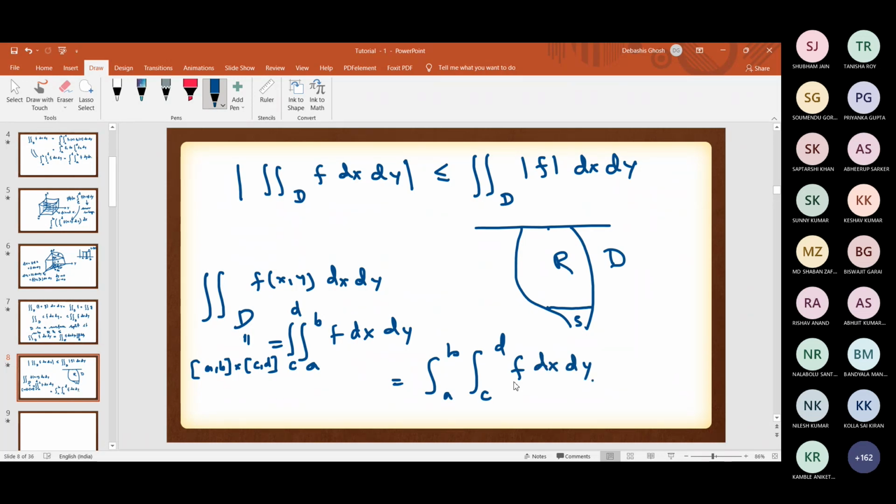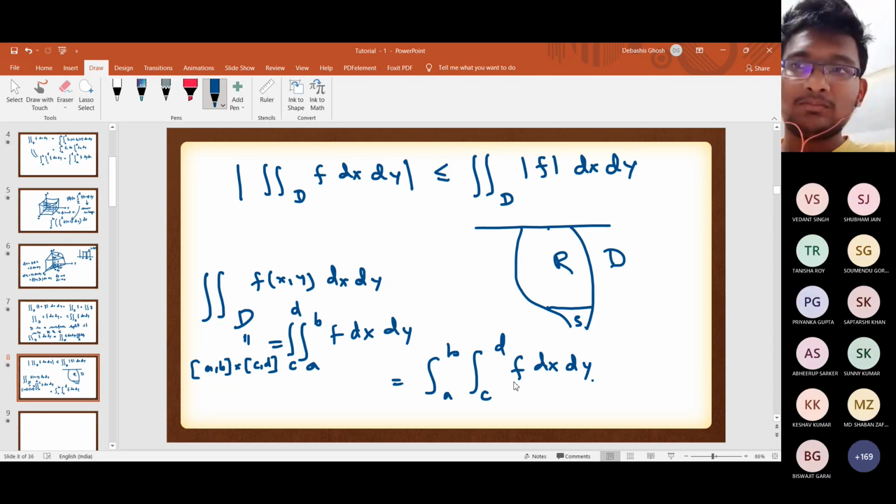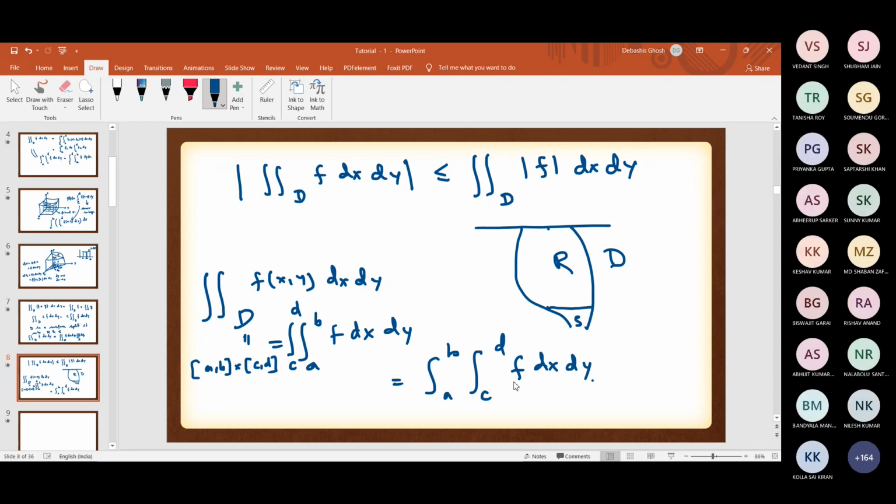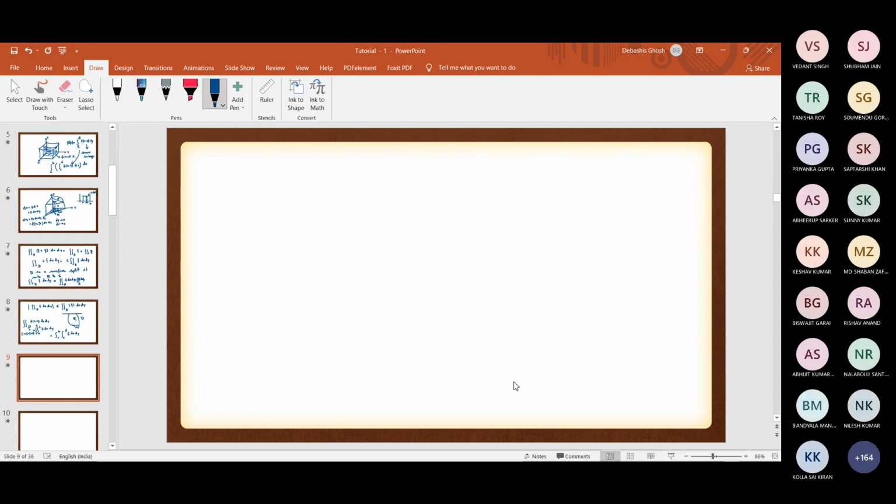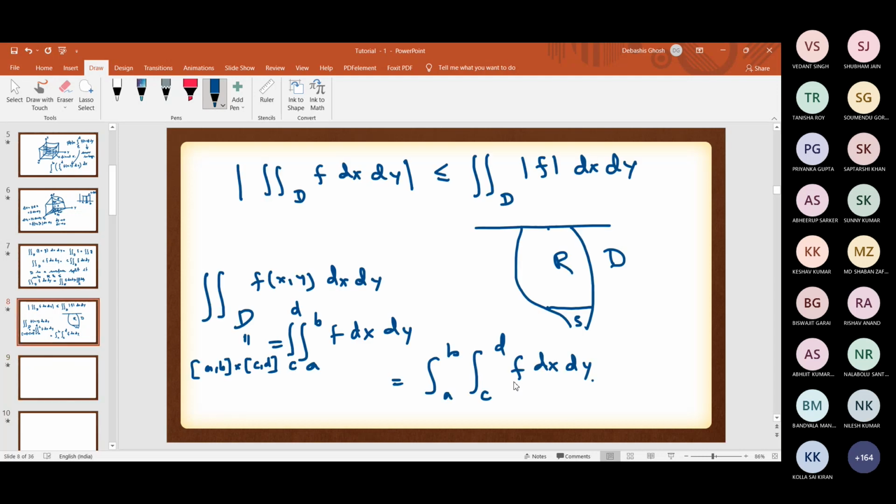Sir will also discuss the remarks on this theorem. So we are not going to discuss those. We are going to solve some of the simple problems. Your first class is over. So the next line, dx dy, dy dx. Right.